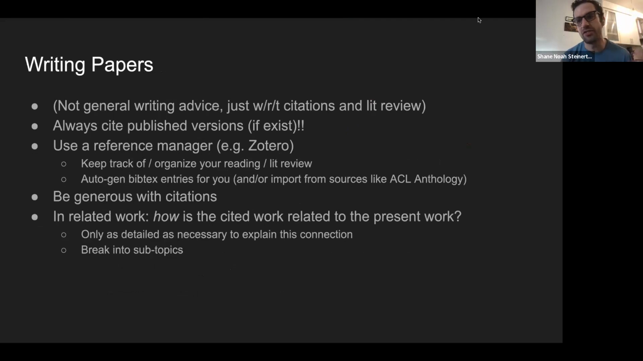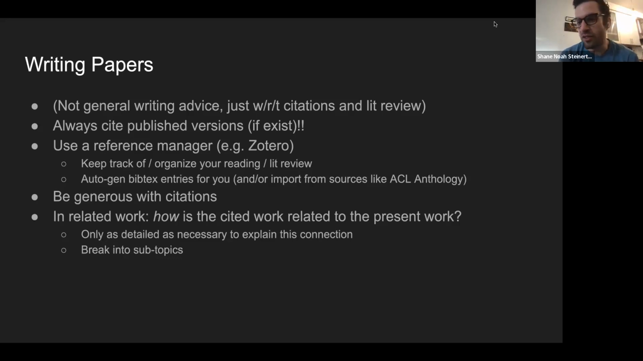Okay, and then just for writing papers, this again is not general writing advice, just thinking about lit review and citations and things like that. Also came up in Wei's comments: cite published versions of papers if they exist. So even if you find something on arXiv, try to follow up and see if it's been published somewhere by looking at Google Scholar or Semantic Scholar or the CVs of the authors, but always cite published versions.